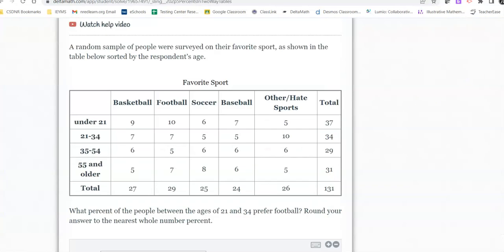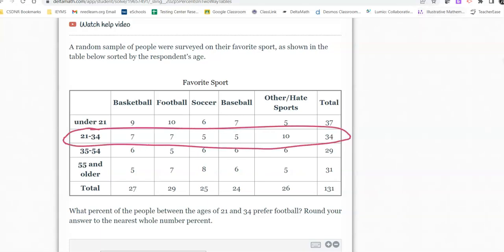This one is something that comes up every so often. A two-way table is data which you can read this way, you can read that way, and that's why it's called a two-way table. They're asking for what percent of people between ages 21 and 34, so that means we can only concentrate on these people. There's 34 of them, and that total was given to us. So we can only use those people as our whole. And then we want to know what percent prefer football.